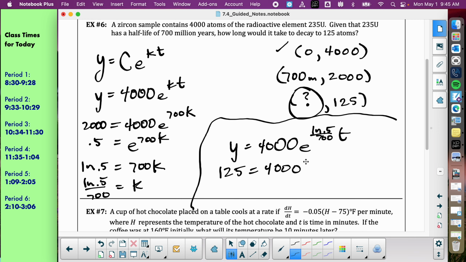Okay, if I put 125 in place of Y, it's very similar to how we solved for K. We're finding T. So I would divide both sides by 4,000. Is that 1/40th? No. 1/36th? 1/32nd. Yeah, because it would be 8 in 1,000.